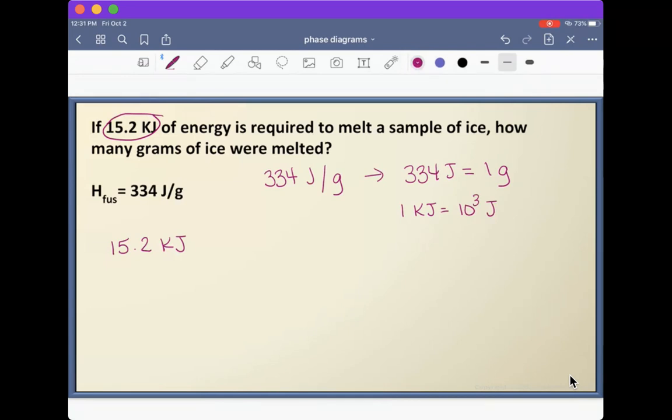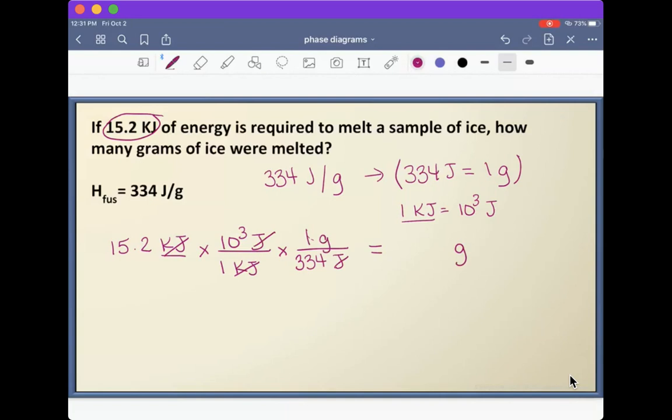So I'm going to set it up. So if kilojoules is on top, I'm going to put it on the bottom. So 1 kilojoule, and that leftover remaining is 10 to the 3 joules. So that gets rid of my kilojoules. I'm now in the joule. So now I can use this conversion factor to figure out the mass of the water. So if joules is on top, joules will go on the bottom, and gram will go on the top. And now joules is canceled, and I will be left in grams.